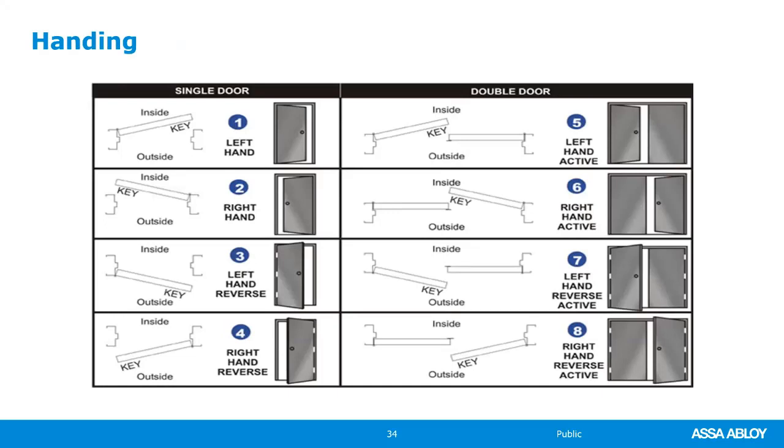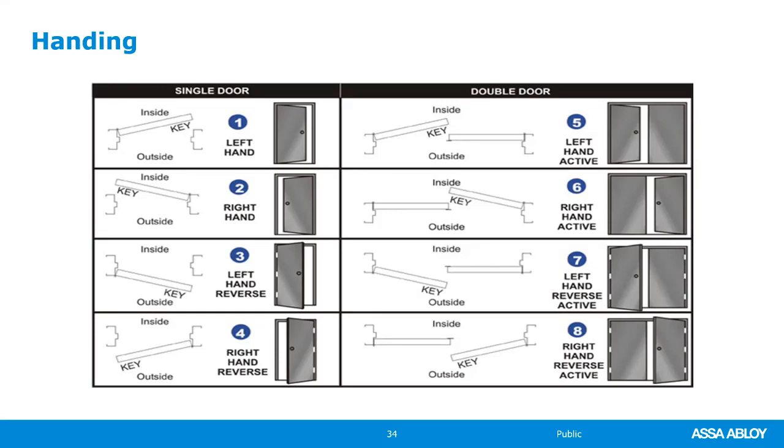Handing. Handing is always important for either specialized types of hinges, specialized types of closers, or locks. You're going to want to know the handing. The easiest way to hand is to stand on the side of the door that you put the key in.